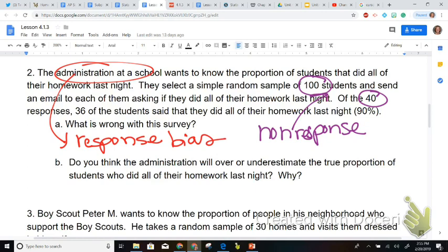This is likely to give us an overestimate of how many people did their homework. So the people that didn't do their homework, either they chose not to respond at all, which is why we got such a low response rate, or maybe they even were willing to lie about the amount of homework that they did.